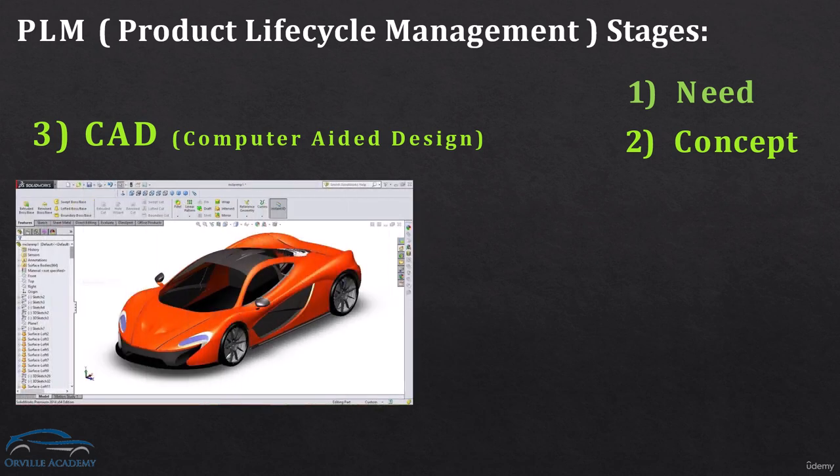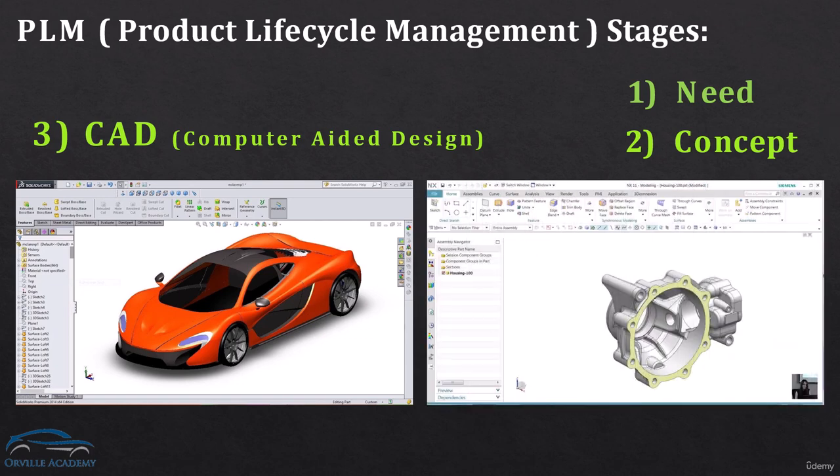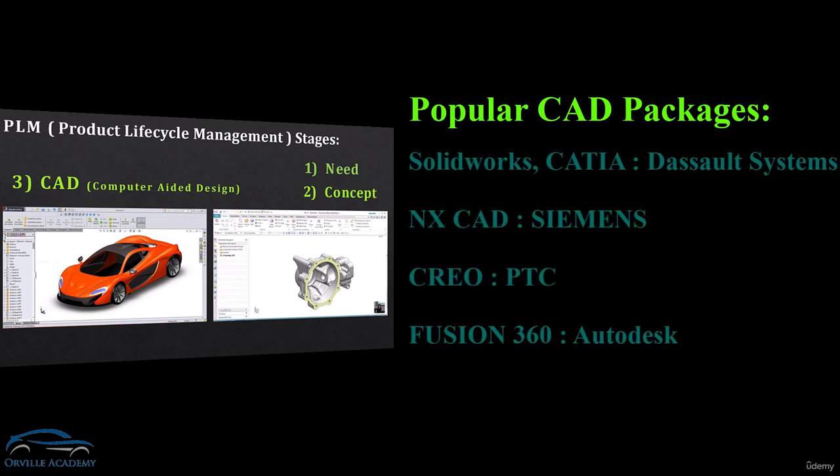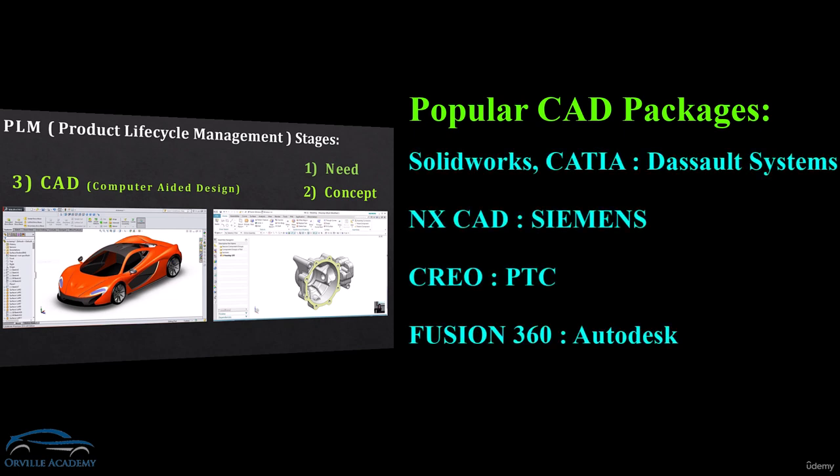On my screen, I have the model of the car which is made in the SolidWorks software, which is a commercial CAD package offered by the Dassault Systèmes. In another picture, I have another CAD model which is a housing made in the NX CAD, another popular commercial package from Siemens. There are a lot of popular CAD packages. For example, we have SolidWorks and CATIA from Dassault Systèmes, we have NX CAD from Siemens PLM Solutions, we have Creo from PTC, and we have Fusion 360 from Autodesk, and there are so many available. Your organization might be using one or more packages from this list.